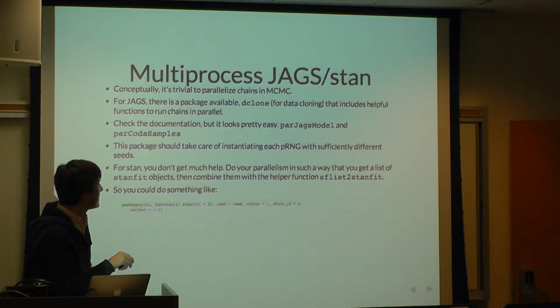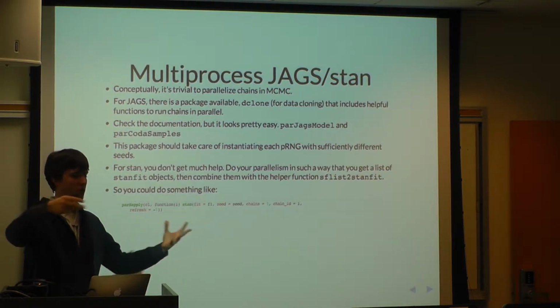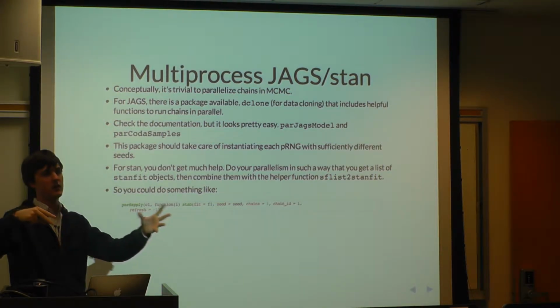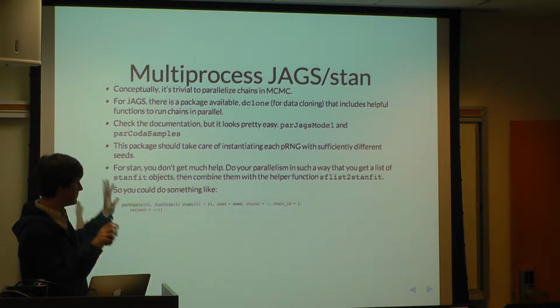So then what you do is you set a common seed for all of them, but then you just vary the chain ID. And when you change the chain ID, it automatically jumps to somewhere else, to a different seed, so that you don't get any kind of correlation. So that's it.